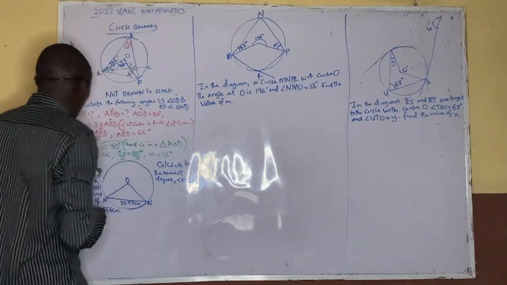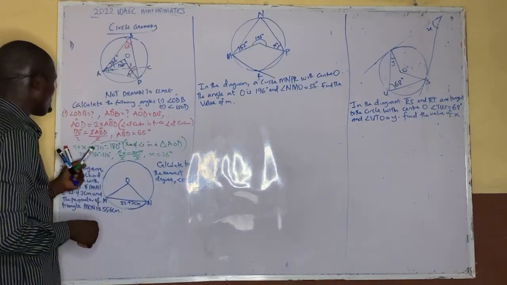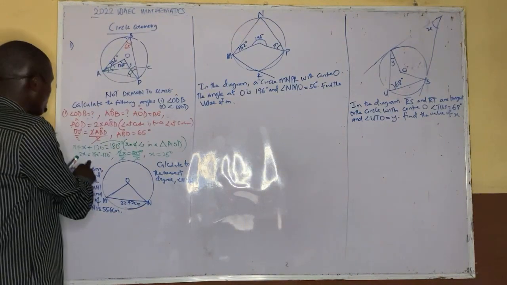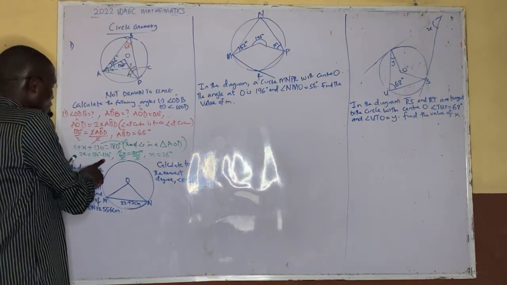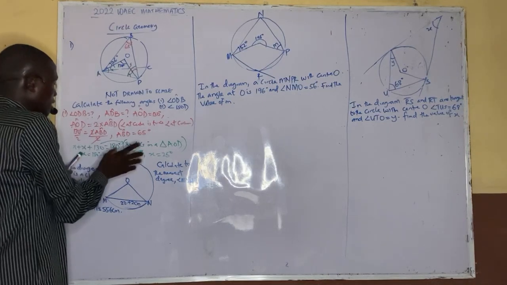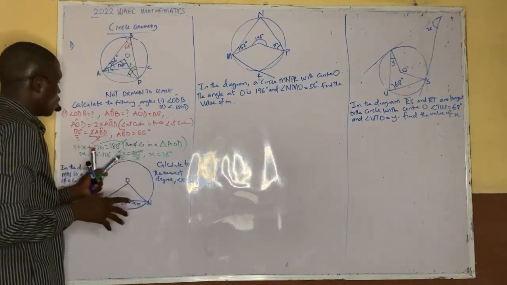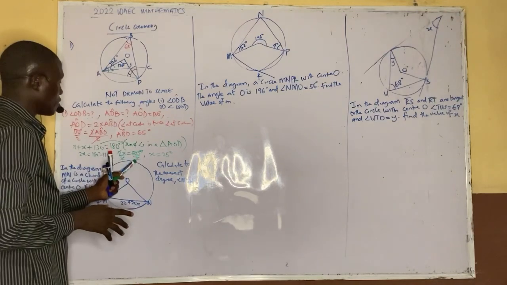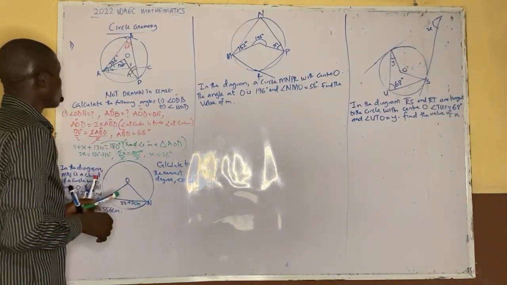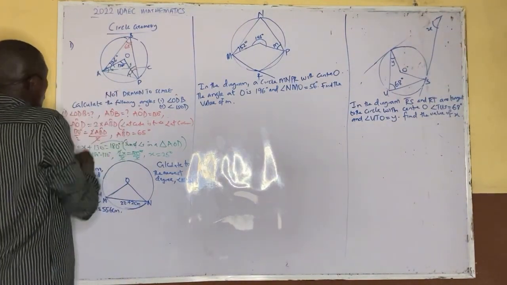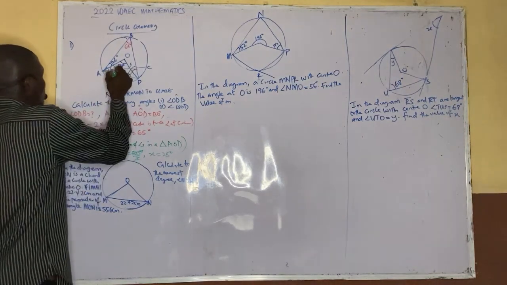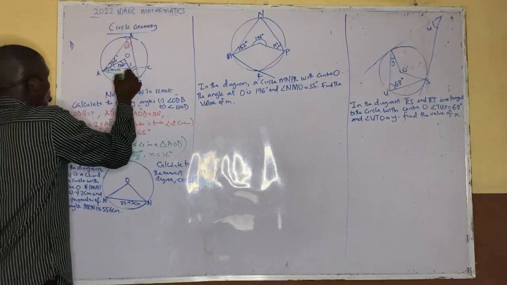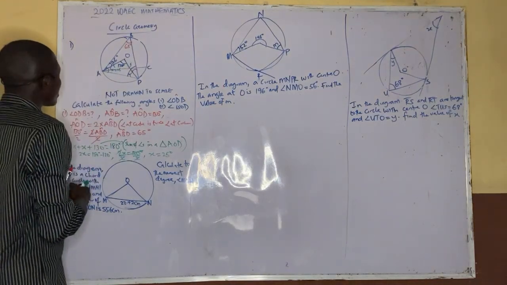S is 25 degrees. You know that S plus 130 is equal to 180. So 2S equals 180 minus 130, which is what? 2S equals 50, divided by 2. So this 2 cancels 2. This 50 over 2 will give you 25. So x here is 25. This also is 25.